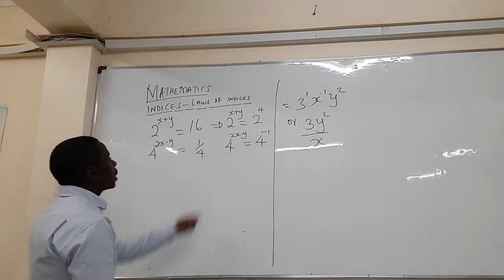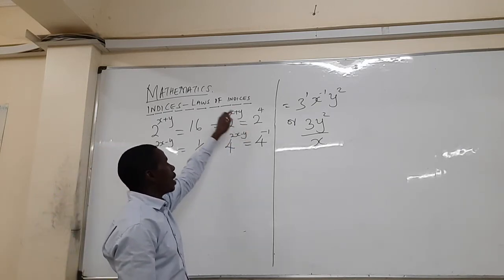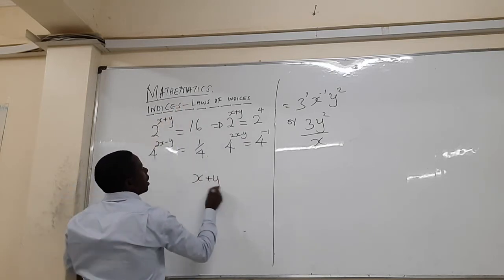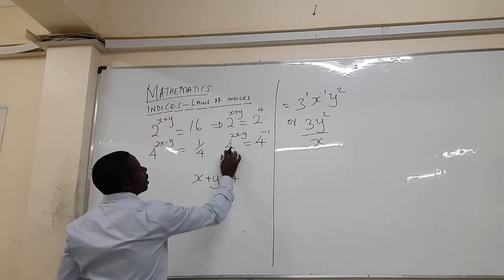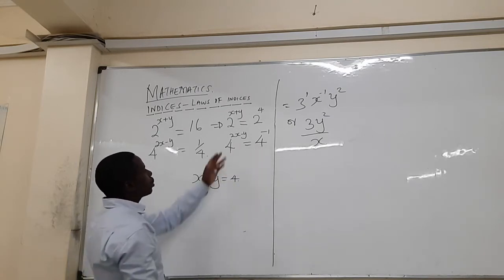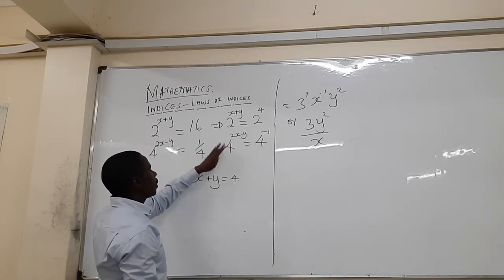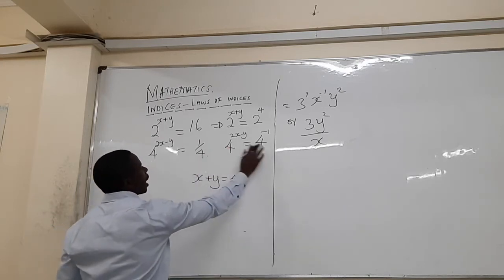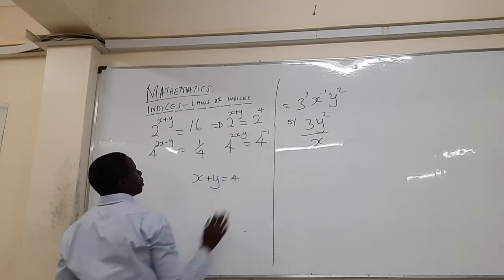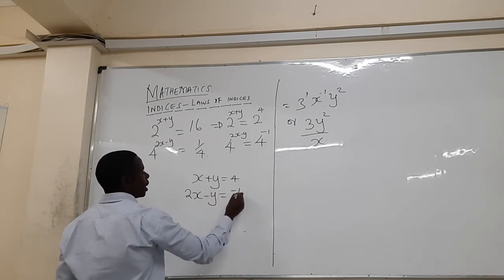Now I can see that in our first equation the bases are 2 and 2, so I can drop them and I'll be left with x plus y is equal to 4. In the second equation, all the bases are 4, or you can make them 2 if you wish, but it works when it is 4. Because the bases are the same, we can drop the bases and work with the powers. We have 2x minus y is equal to minus 1.